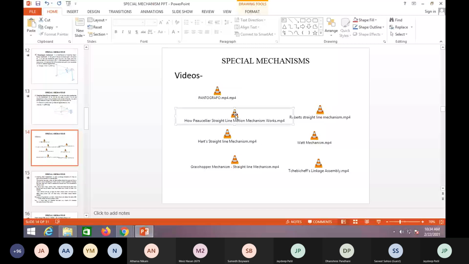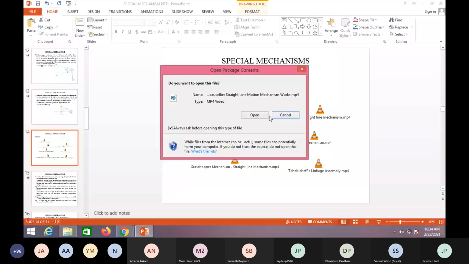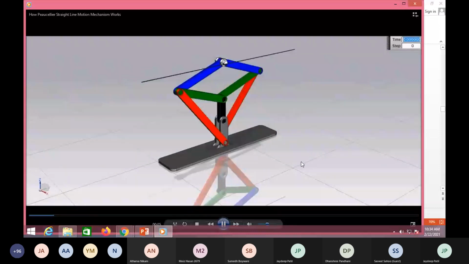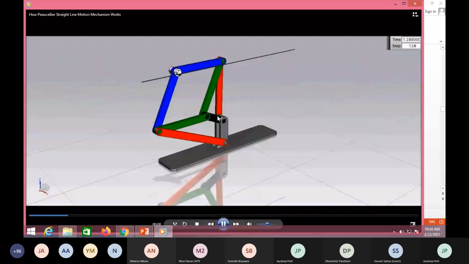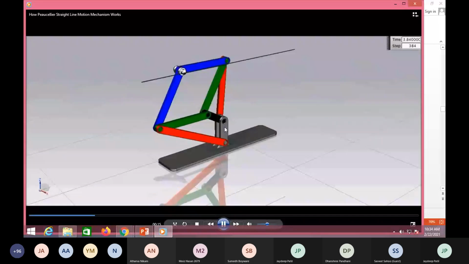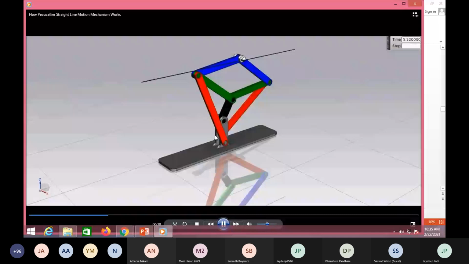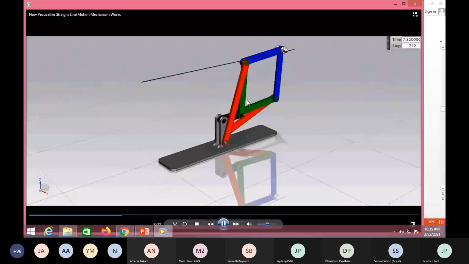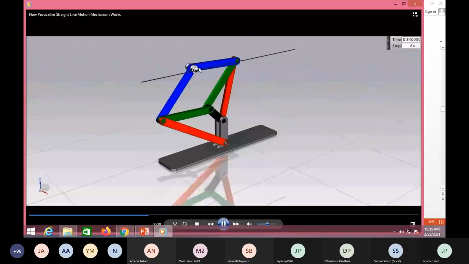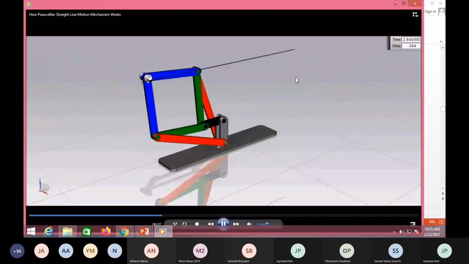Now here the peculiar mechanism. Again, it is an 8-link mechanism. Okay, here this is the link 1, 2, 3, 4, 5, 6, 7, and 8. Now link number 8 is fixed. The distance of this gray color and this black color, length of both are same. Then red color lengths are same, green color lengths are same, blue color lengths are same. Okay. Now here this is the point B, which traces an exact straight line. Now this peculiar mechanism is an exact straight line generating mechanism.